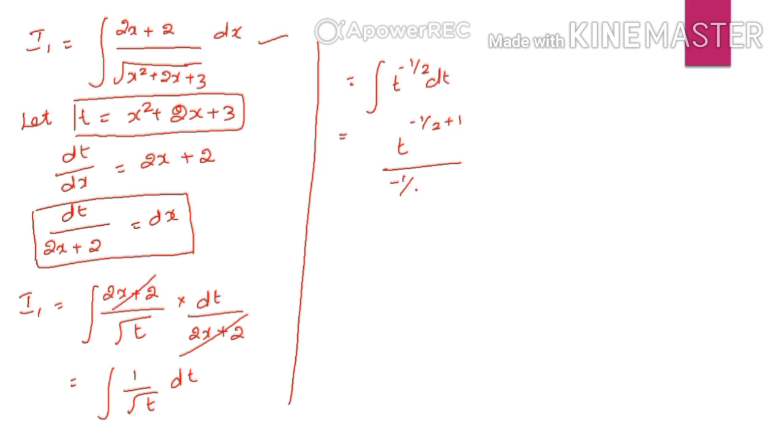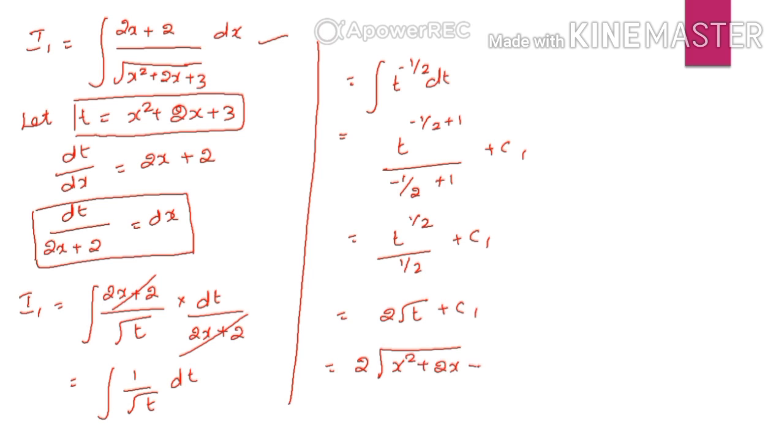On integrating, t power minus half plus 1 divided by minus half plus 1 plus c1. So this is equal to t power half divided by half plus c1. So this becomes 2 root t plus c1. So 2 root t. The t value is nothing but x square plus 2x plus 3. Always remember we have to give back the substitution. So 2 root of x square plus 2x plus 3 plus c1. So this is the value of I1.